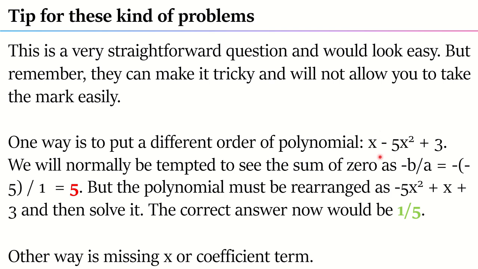as minus b by a, where you consider this minus 5 as b, and minus of minus 5 by a is 5, which is a wrong answer, because you need to first rearrange the polynomial to the form ax square plus bx plus c. When you rearrange, this minus 5x square comes first, followed by x and then 3. Now the correct answer: minus b by a is nothing but minus of 1 by minus 5, which is 1 by 5. So you always need to rearrange to the basic polynomial form and then solve the problem.